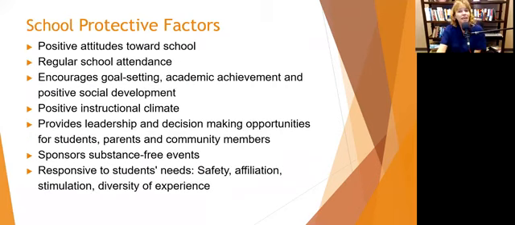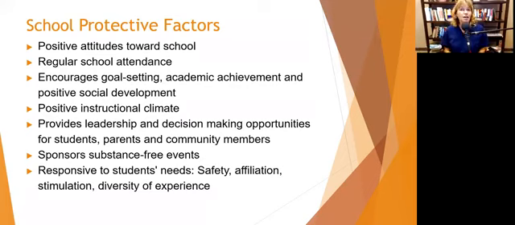School protective factors that we can help develop. Positive attitudes towards school. What is it that you're getting out of this place? What are some benefits to your school? Regular school attendance. A school that encourages goal setting, academic achievement, and positive social development. A positive instructional climate. Leadership and decision-making opportunities for students, parents, and community members, so everybody feels like they're involved.